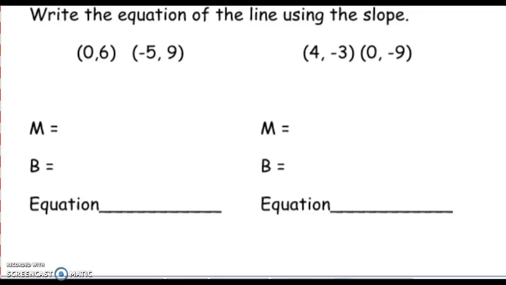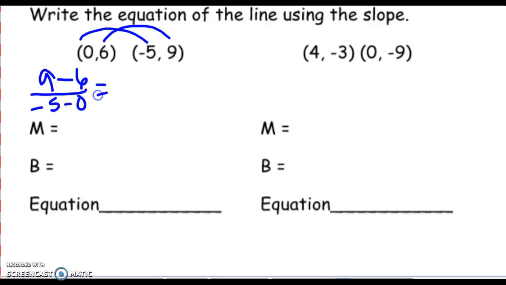In order to find the slope, remember we take 9 minus 6 over negative 5 minus 0. Well, 9 minus 6 is 3. Negative 5 minus 0 is negative 5. So now I know my slope is 3 over negative 5, or negative 3/5. Either way works. So I now need to look for my b. And remember, my b is my y-intercept.